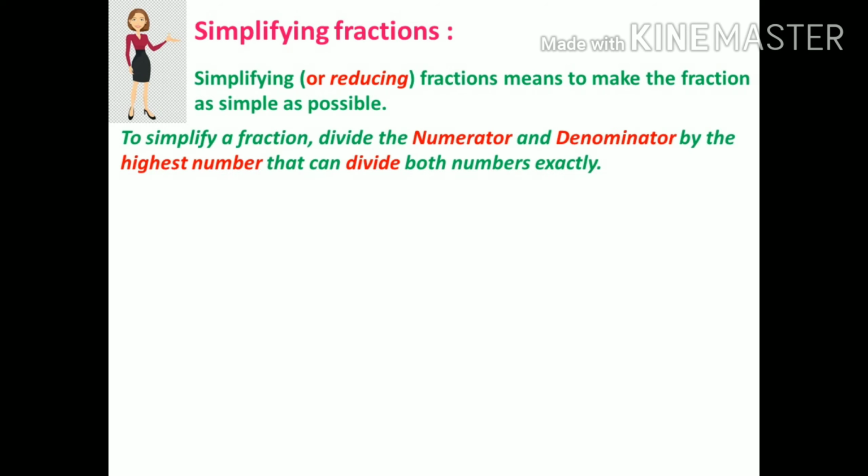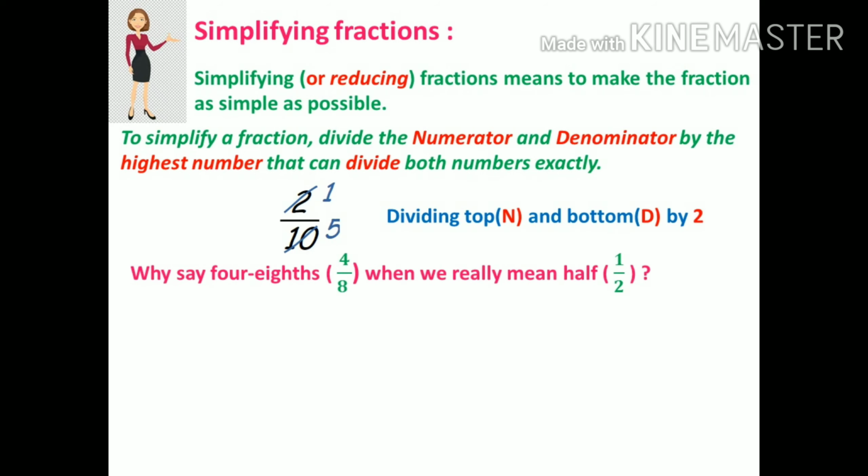To simplify a fraction, we just divide the numerator and the denominator by the highest number that can divide both the numbers exactly. For example, we see 2 upon 10 can be simplified by dividing the numerator and the denominator by 2, and we get 1 upon 5 as the simplest form of 2 upon 10.